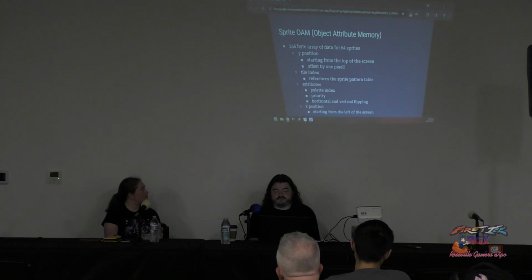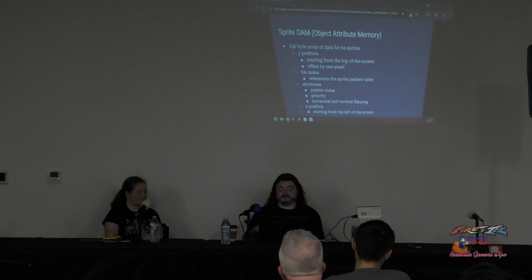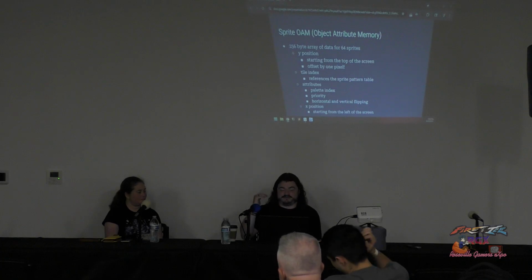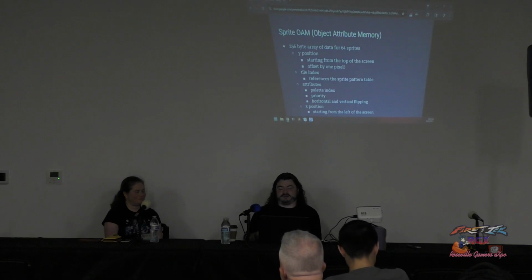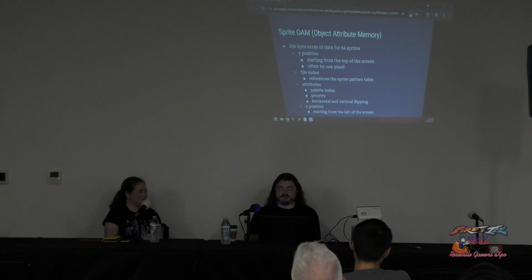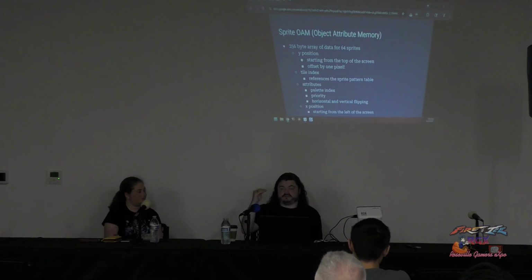So we've been talking a lot about object attribute memory. What on earth is that? It's an array of 256 bytes that describes 64 sprites, basically. So 4 bytes per sprite. And those bytes are, in this order, the Y position of the sprite, starting from the top of the screen. And one really useful gotcha is that this is actually offset by 1 pixel based on how the PPU fetches the sprite tiles. So that means that it's actually impossible to start a sprite on the first scan line of the NES.